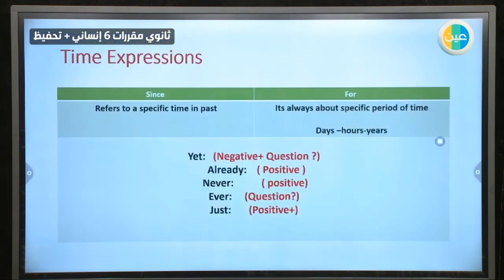Do we have time expressions for present perfect simple or present perfect progressive? Yes, we have: since and for. And please try to differentiate between since and for. I know that you already know, but we have to repeat it for you. Since refers to a specific time in the past. Do you remember the example here?